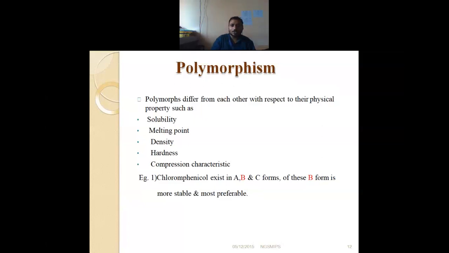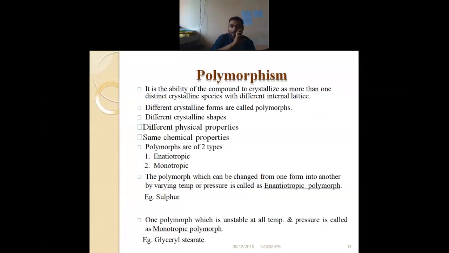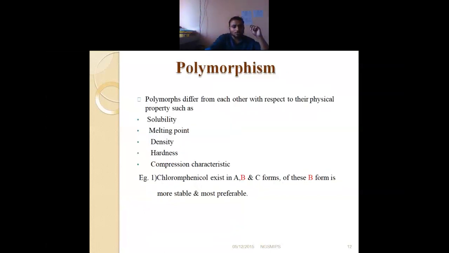So polymorphs differ from each other with respect to their physical properties also. What are the physical properties? They may be different: solubility, melting point, density, hardness, compression characteristics, etc. We can derive two types of polymorphs with the help of pressure and temperature. If at every temperature and pressure it is unstable, then it is called monotropic. And if we change the pressure and temperature and it varies its physical properties, then it is called anisotropic.